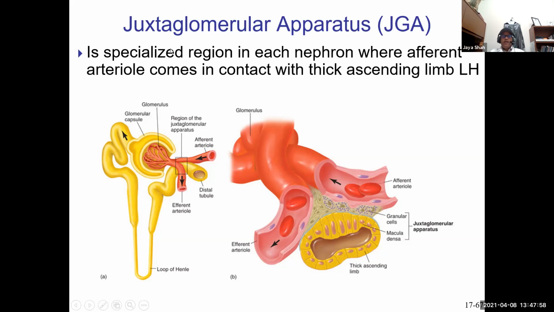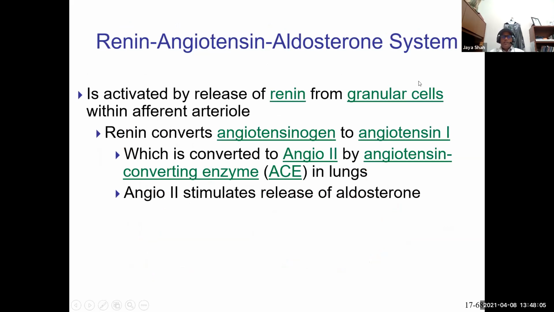So JGA is a specialized region in each nephron where the afferent arteriole comes in contact with the thick ascending limb of the loop of Henle. And this is activated by release of renin from granular cells within the afferent arteriole. So if there is more flow, then what happens? Renin, once produced, converts angiotensinogen to angiotensin 1.